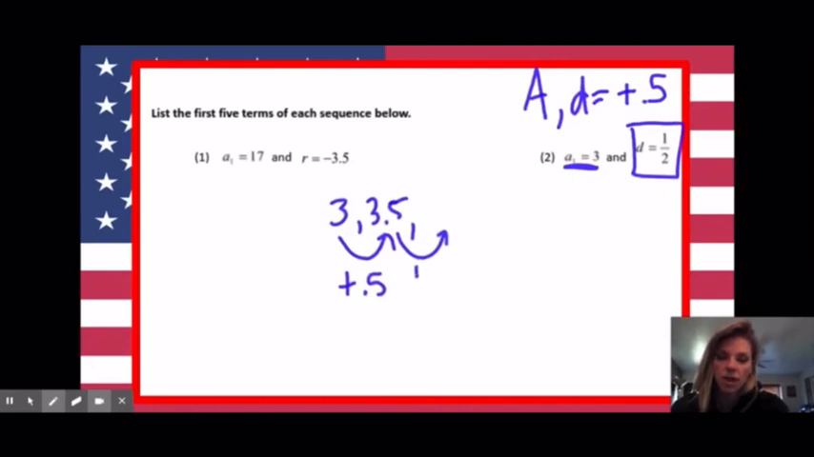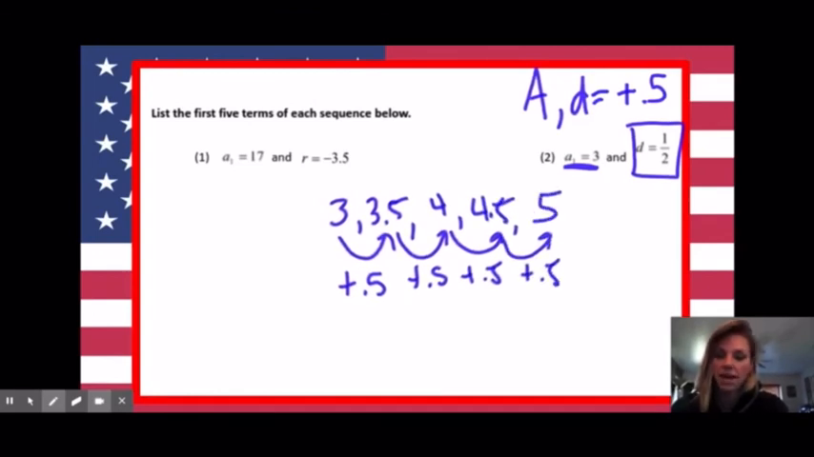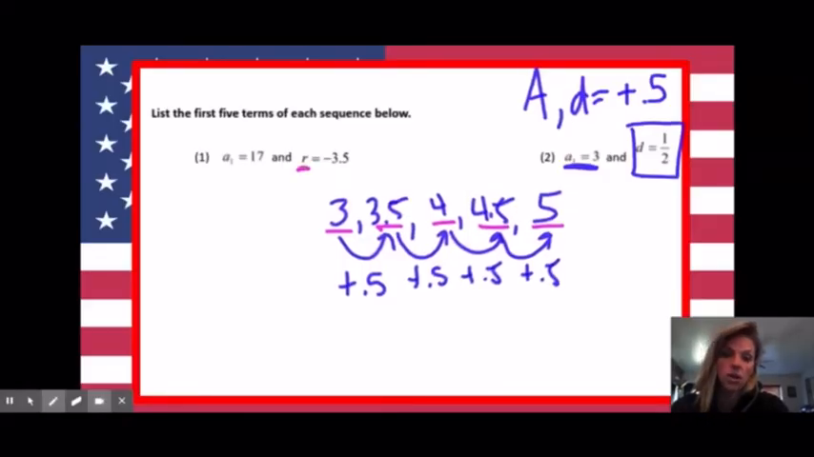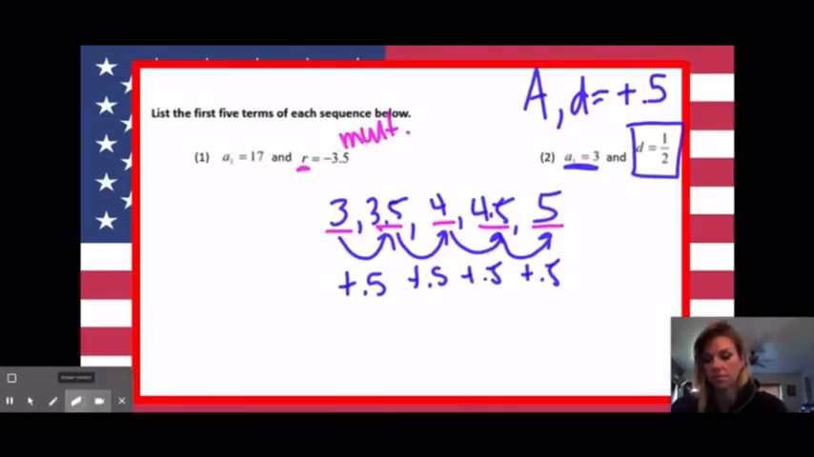And then 3.5 plus 0.5 is 4. And 4 plus 0.5 is 4.5. And 4.5 plus 0.5 is 5. And they wanted the first 5 terms. So I've got 1, 2, 3, 4, 5. It's really important to pay attention to the variable they give you. If they give you an R, it means you're going to multiply. If they give you a D, you're going to either add or subtract. If it's positive, you're going to add the number. If it was negative, you would subtract the number.